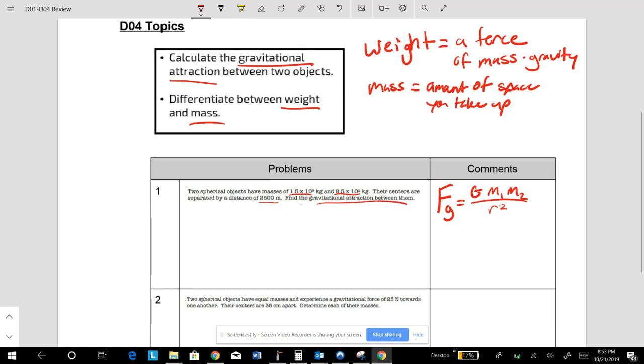So what's actually going to happen is you are going to go to here. We have our gravitational constant, which will be 6.673 times 10 to the negative 11. That's our gravitational constant always. So whenever you're looking for this big G, you're actually just looking for this constant. Your first mass will be 1.5 times 10 to the fifth. Then it should be 8.5 times 10 to the second.